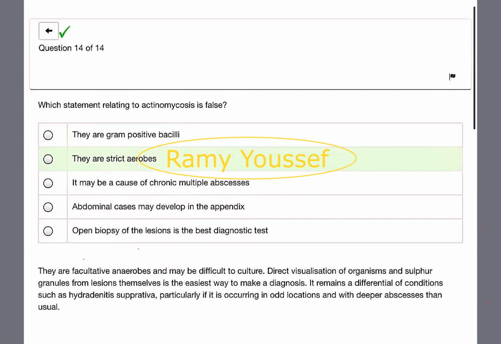Black pus? There's no black pus, maybe. I don't know. But you may see black pus with Yersinia pestis that causes plague. You hear about plague.